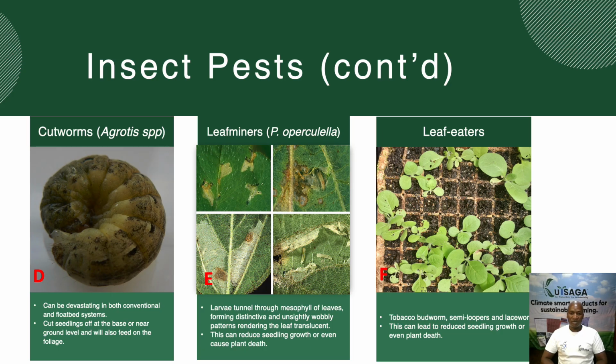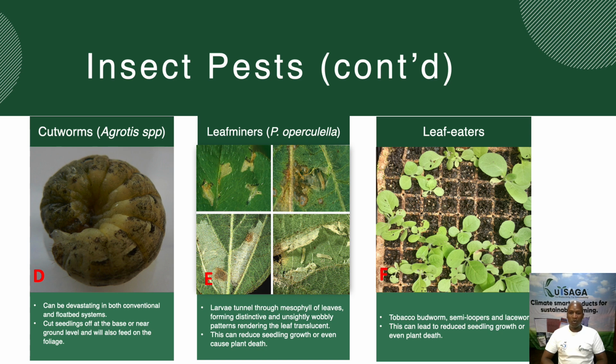In the conventional seedbed, there are cutworms, and these tend to cut the seedlings just above the soil line, and therefore there's a reduction in the population of the seedlings. Another important pest are the leaf miners. The larvae of leaf miners tend to eat the mesophyll layer of the leaves, causing an unsightly appearance on the leaf. This reduces seedling growth and also contributes to seedling mortality.